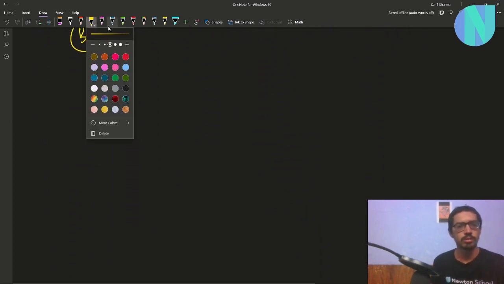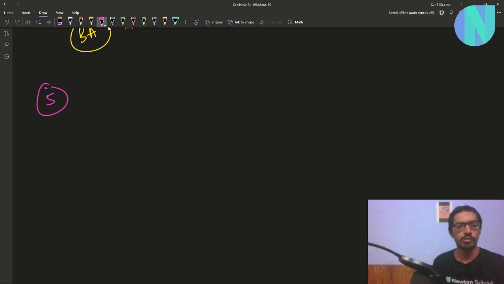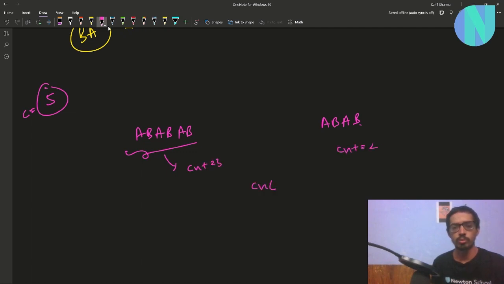For example, if your C is equal to 5 and you have AB strings of this type, AB, AB, AB, AB, AB, then you will first iterate over this string and your count here is equal to 3 and your count here is equal to 2. Now your count is greater than or equal to C. So now you are okay. Now it may be possible that there is not enough contribution from AB strings to make your count equal to C.